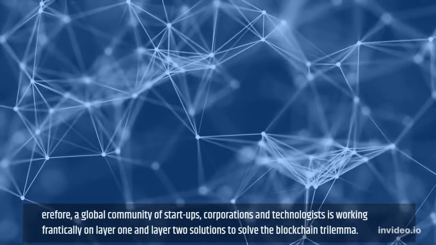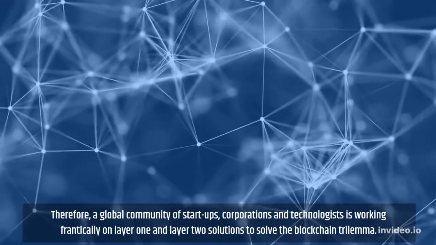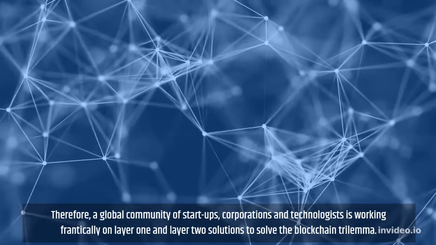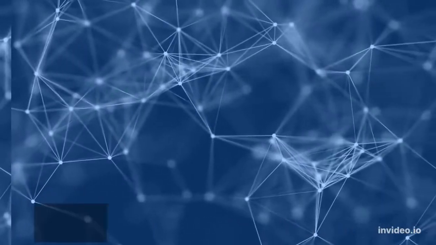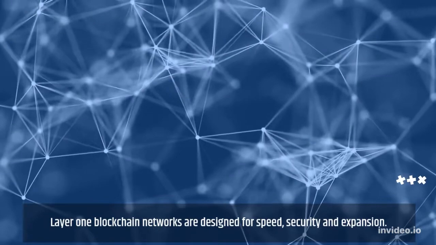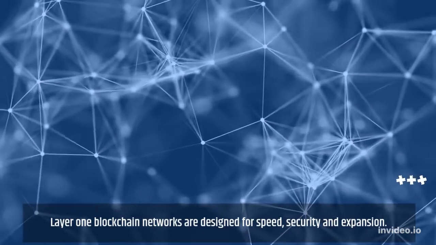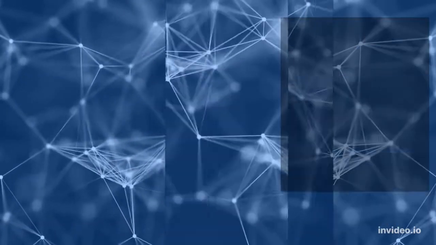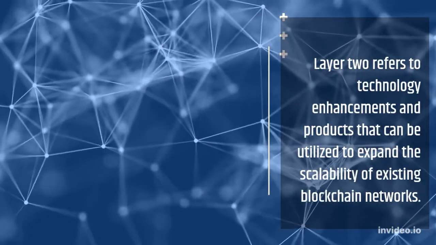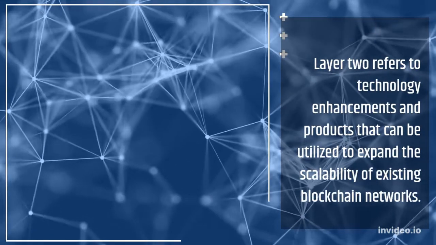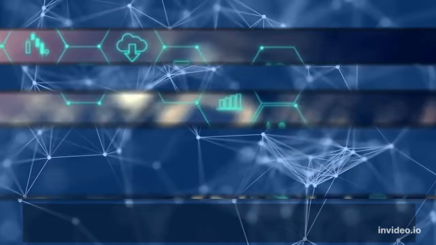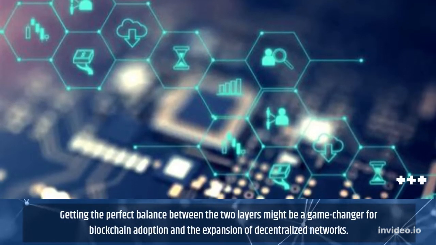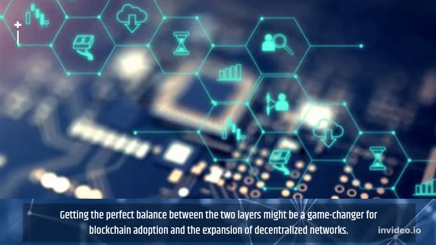Therefore, a global community of startups, corporations and technologists is working frantically on Layer 1 and Layer 2 solutions to solve the blockchain trilemma. Layer 1 blockchain networks are designed for speed, security and expansion. Layer 2 refers to technology enhancements and products that can be utilized to expand the scalability of existing blockchain networks. Getting the perfect balance between the two layers might be a game changer for blockchain adoption and the expansion of decentralized networks.